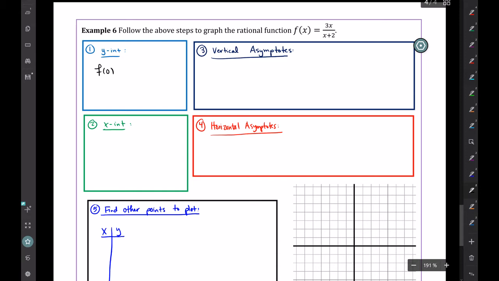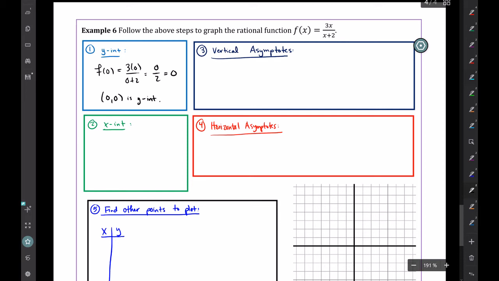Go ahead and see if you remember how to do that. If you don't, you should remember that you just want to find the Y-intercept, that's where x is 0. So you plug in 0 for x. So you should get 3 times 0 over 0 plus 2, which is 0 over 2, which is 0. So that tells us that 0, 0 is our y-intercept.